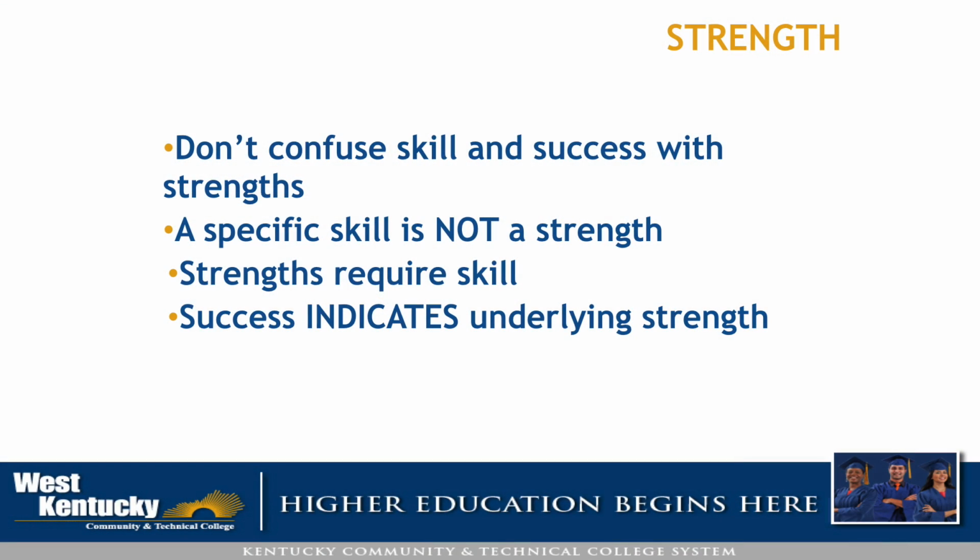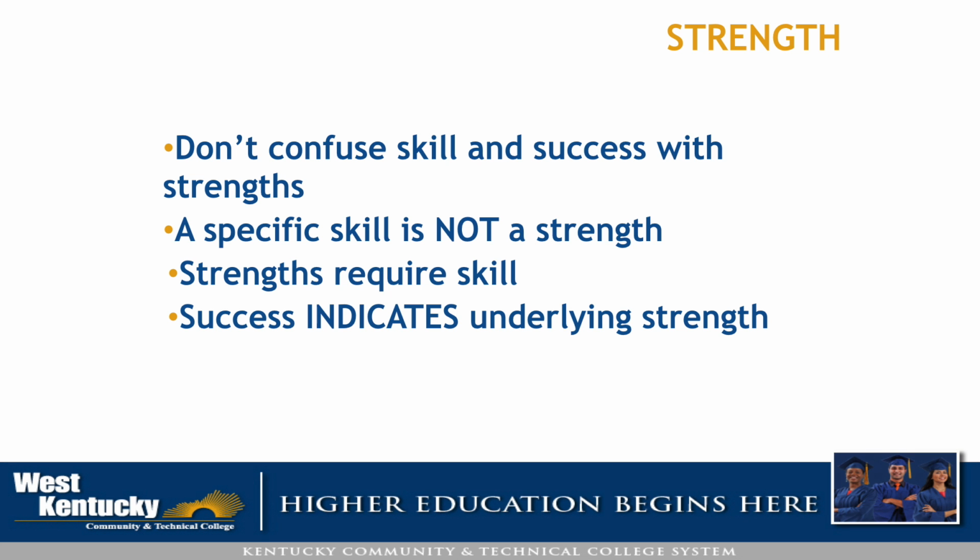It's very important that you do not confuse skill and success with strengths. A specific skill is not a strength. Perhaps your skill is typing, or perhaps your skill is math or science. Those are not necessarily strengths. As you have seen from the StrengthsFinder that you have taken, you have the opportunity to have 34 strengths listed in order from top to bottom. Of course, top being your number 1 strength, and at the end of your assessment, you received those top 5.